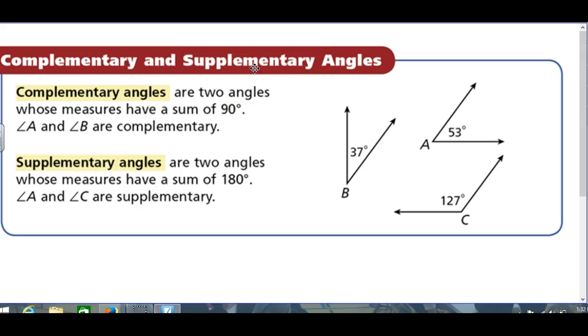One way I remember this is complementary, C comes before supplementary, S. C comes before S in the alphabet, and 90 degrees comes before 180 degrees.